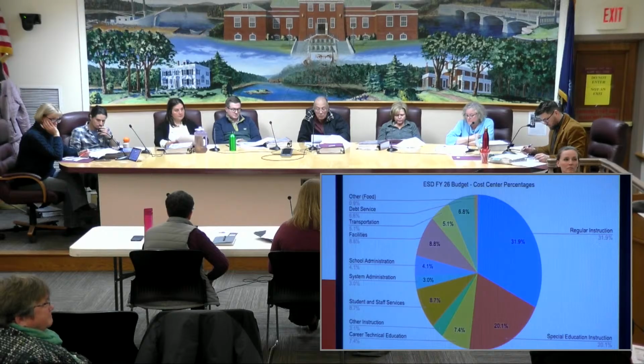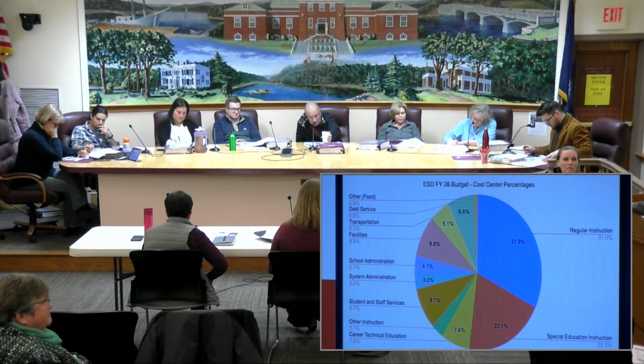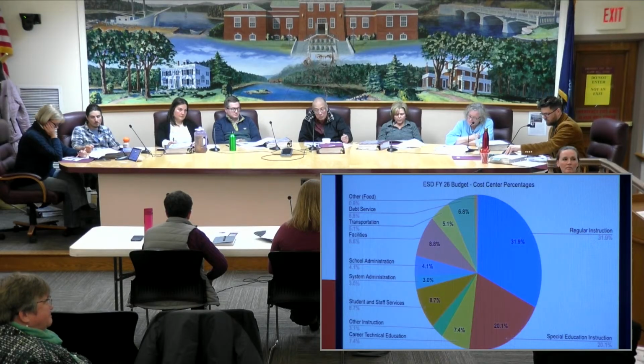That's 72% of our budget directly at students. So those cost centers all directly align to students. Then if you take the facilities pie at 8.8% and the transportation piece of the pie at 5.1%, that's 13.9%. So those two things, your school buildings and your buses to get kids to school, you could argue have to do with servicing students. If you add that to the 72.1, we're at 86% of our budget directly related to students.